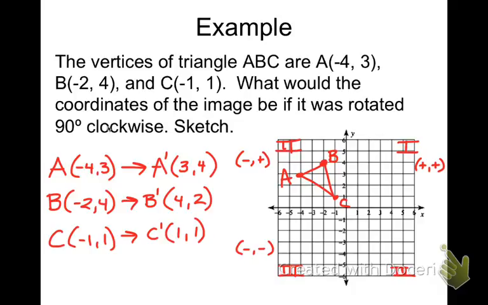So let's see what those look like. Go ahead and plot those on the graph. So 3, 4 gets me my A prime. 4, 2 gets me my B prime. 1, 1 gets me C prime. So there is my rotation.